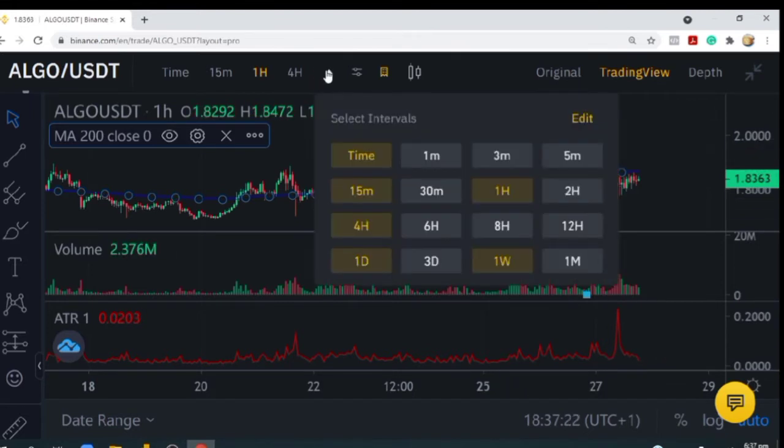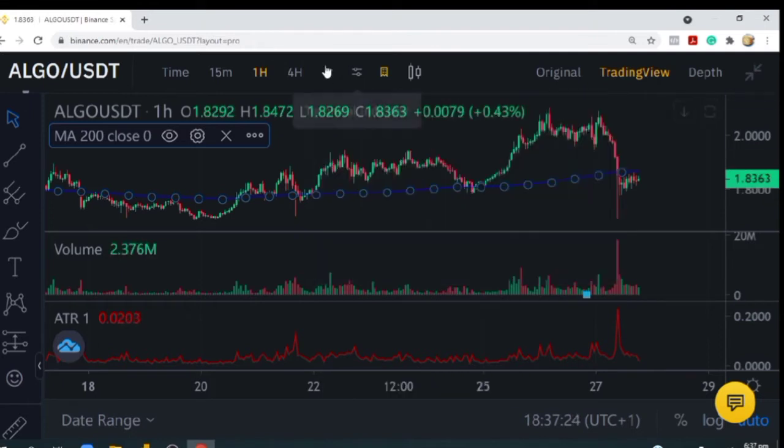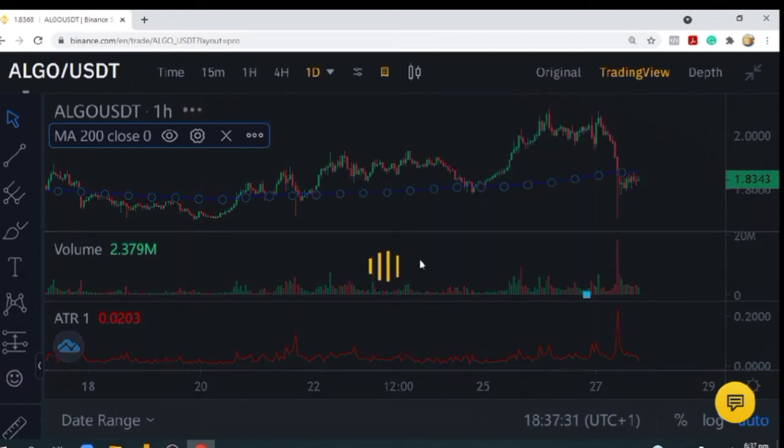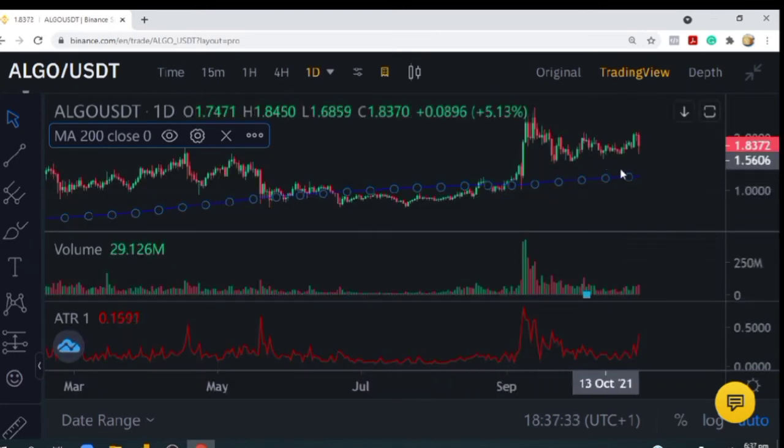But if I change to the day, you will see that it will be trading above the 200 moving average. So a moving average can be used to also identify the market trend.